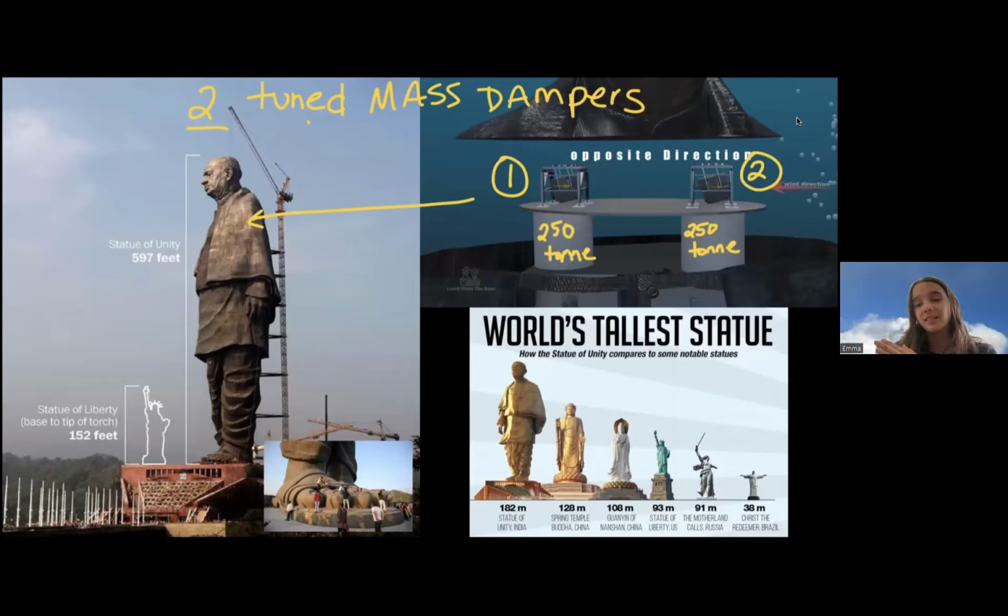How long did it take to build this? It took 40 months. Only 40 months. Shouldn't it take like 20 years?